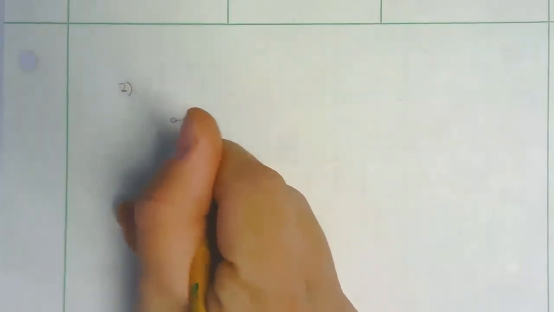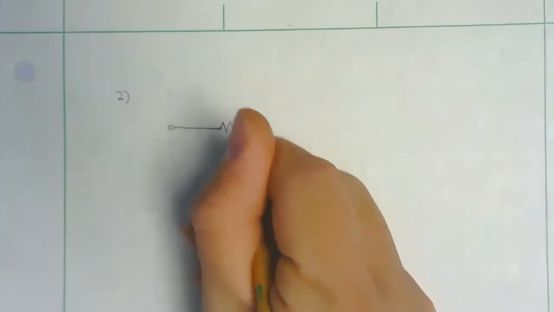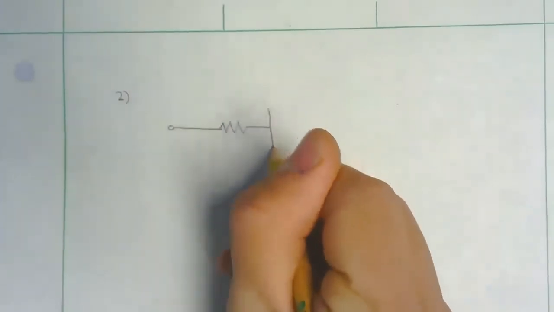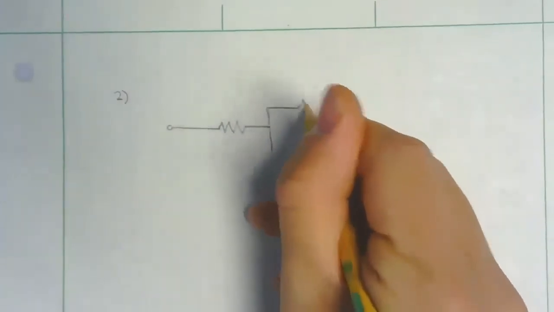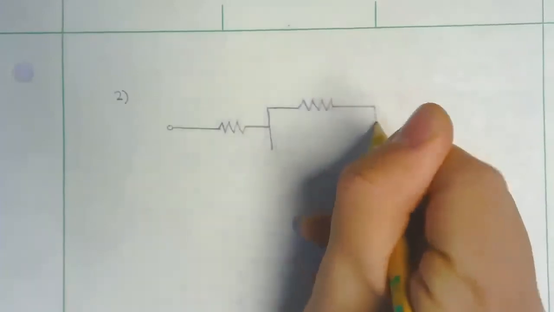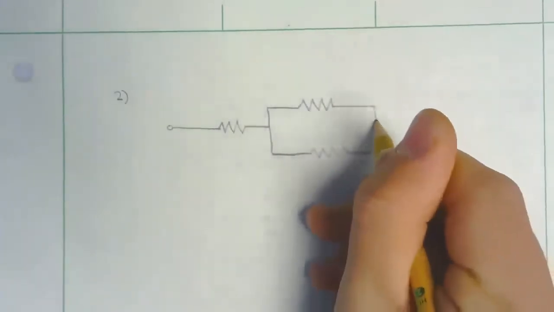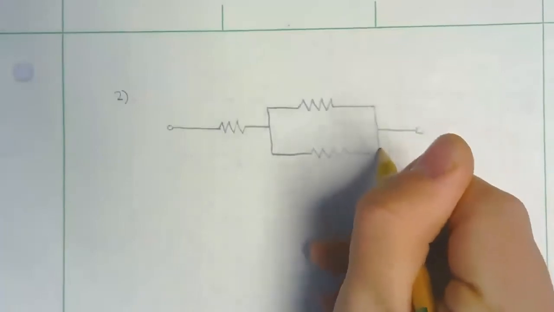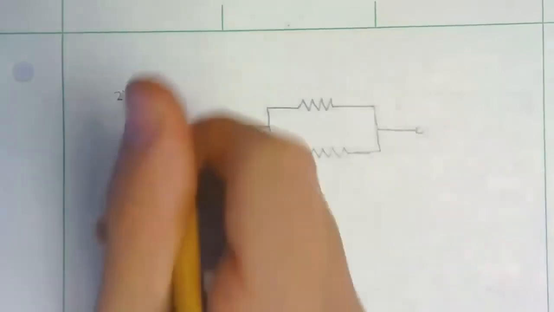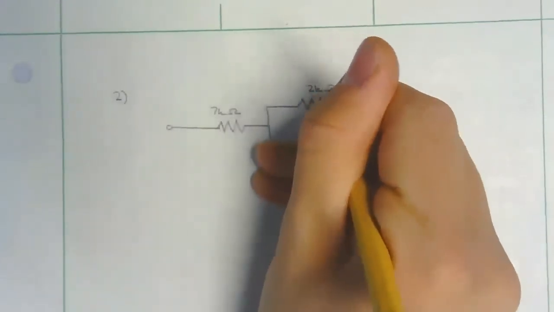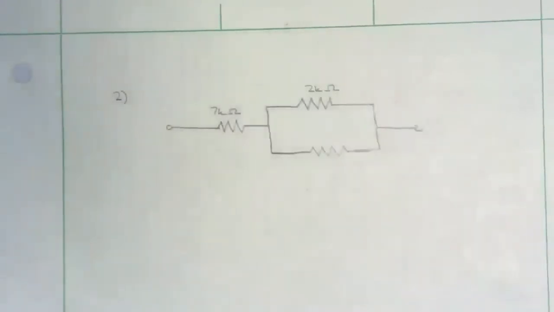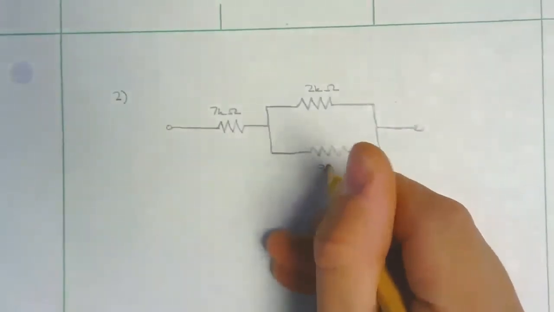So let's look at the second circuit. This one's a little different. You can solve it in 1 step, or what I'm going to do is solve it in 2. So we have 3 resistors, and we got a little bit of a different configuration going there. So we have one here, 7 kilo ohms. We have a 2 kilo ohm, and I believe the bottom is a 3 kilo ohm. Oh, it's a 9 kilo ohm. My apologies.